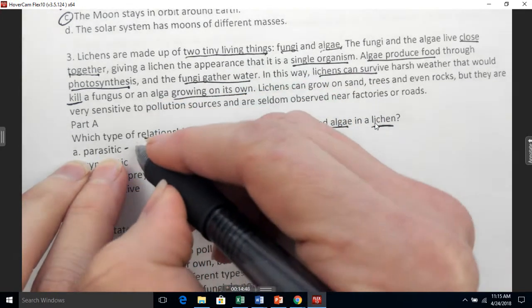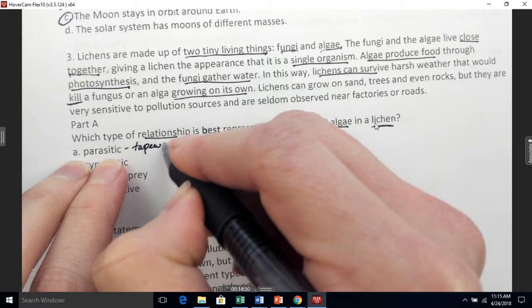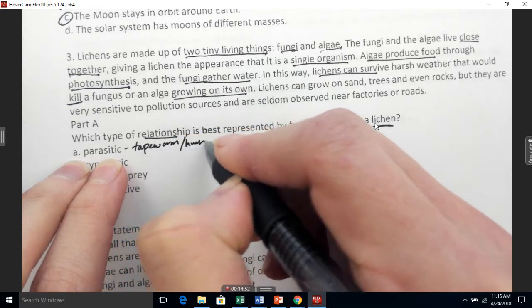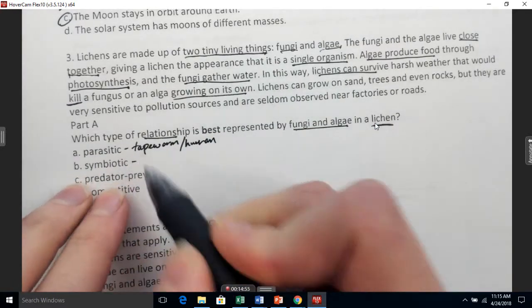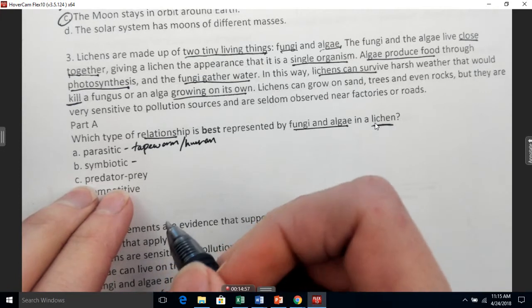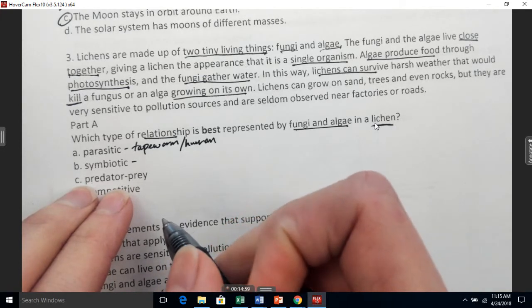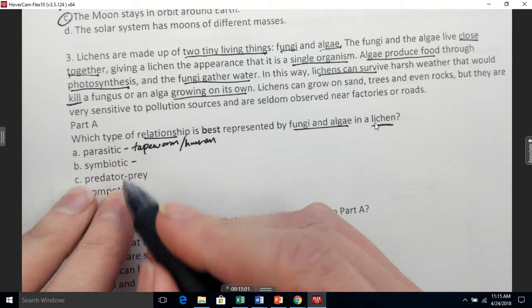Okay, so a tapeworm, worm, human. Symbiotic, the leeching, both help each other. Well, we don't know that for sure yet. Hang on, let's come back to that.